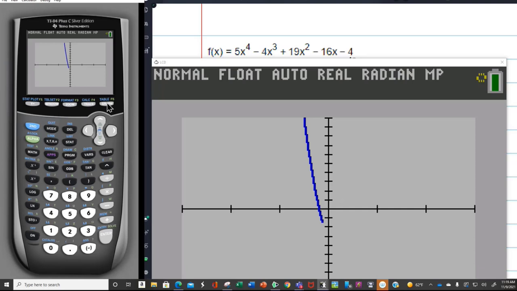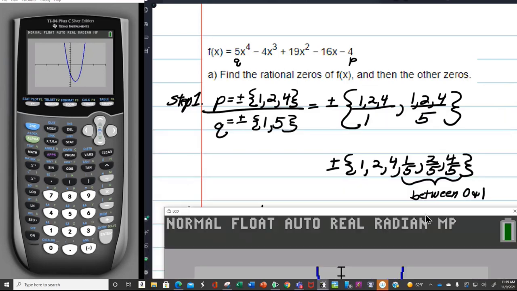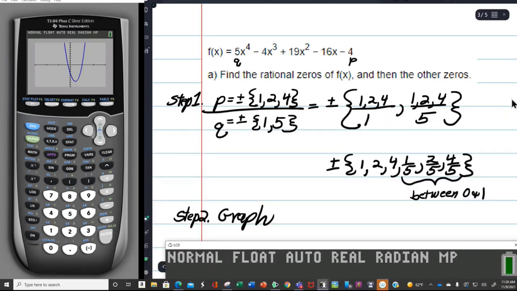Any day now. One for sure. And then there's that one. Oh dear. All right, well, hey, it's one step at a time. For sure, I'm going to try 1 first.